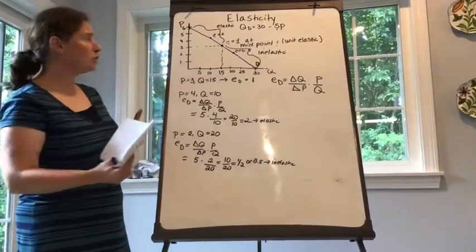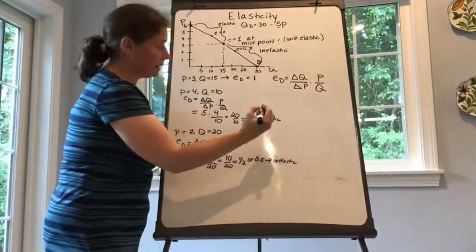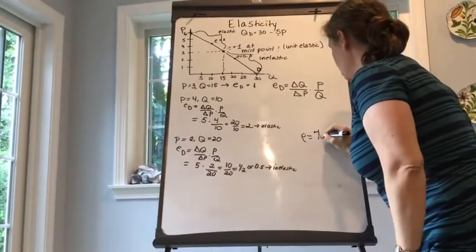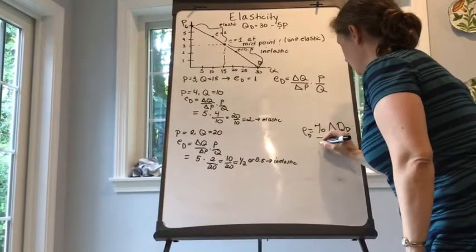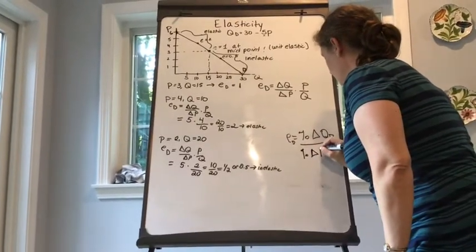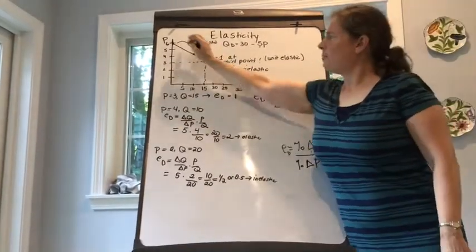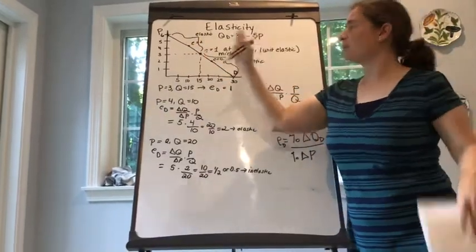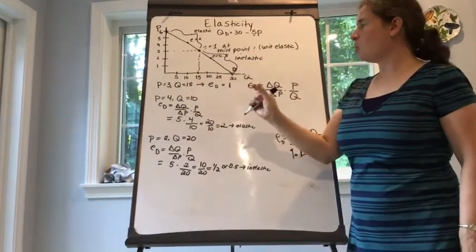Now, what's the intuition behind this? Remember, let's go back to our basic elasticity formula. How did we get started? Elasticity of demand equals percent change in quantity demanded divided by percent change in price. What's happening here? Up in the upper regions of the demand curve, we're starting with relatively small quantities.